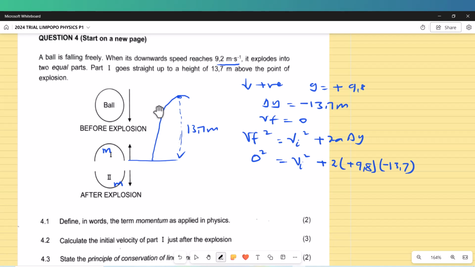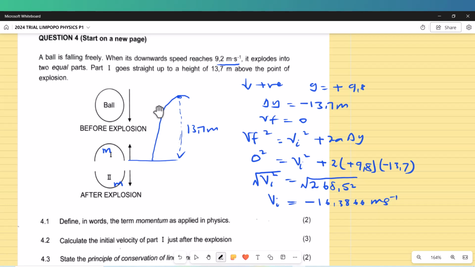Also find the square root. So my V initial squared, before I take the square root, gives me 268.52. Now I take the square root on both sides. So my V initial, on the calculator, gives me negative 16.3866. Now this is meters per second.